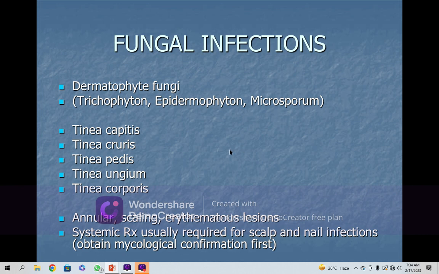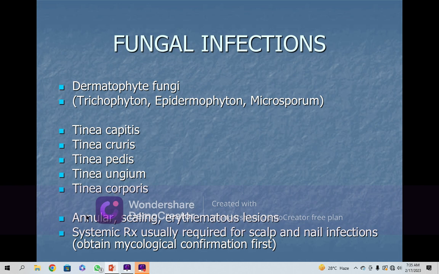Fungal infection is common, and what you usually see in the pediatric world are the dermatophytic fungi, tineas. Trichophyton, epidermophyton or microsporum. Tinea capitis on the scalp, cruris around the genital area, pedis on the foot, specifically the last digit, tinea unguium on the nails, and tinea manuum on the hands, and tinea corporis on the body. These are the different sites where the trichophyton, epidermophyton or the microsporum will attack.